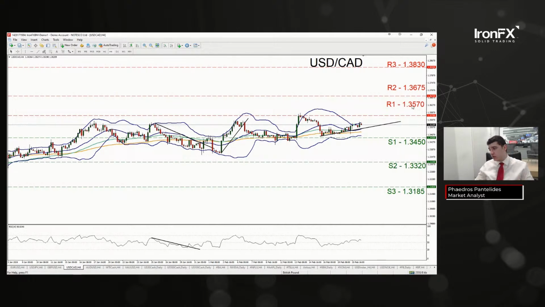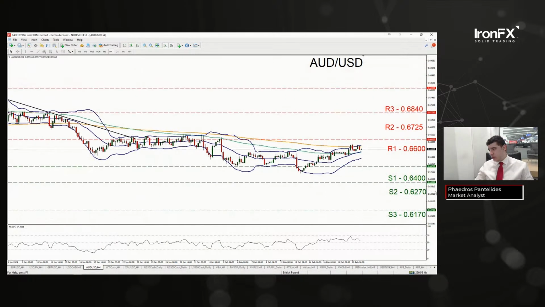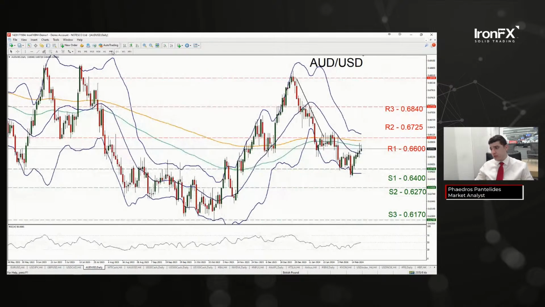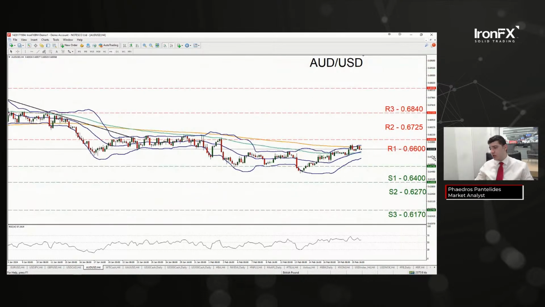I'd say max it could potentially come up to R1, then fail to break above and stay between S1 and R1. Aussie appears to be strengthening. Let's move to the daily. So note the consecutive green days. I'd actually maintain a bullish outlook for the Aussie, despite the RSI being at 57.